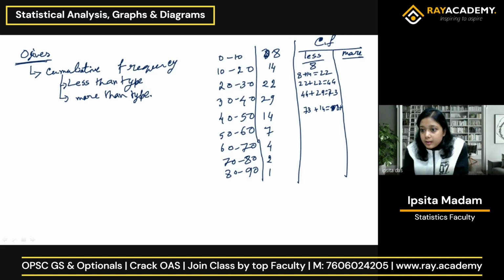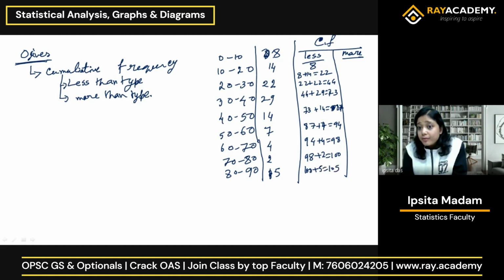87 plus 7, 94. 94 plus 4, 98. 98 plus 2, 100. Then we take 5: 100 plus 5, 105. This is our less than type.